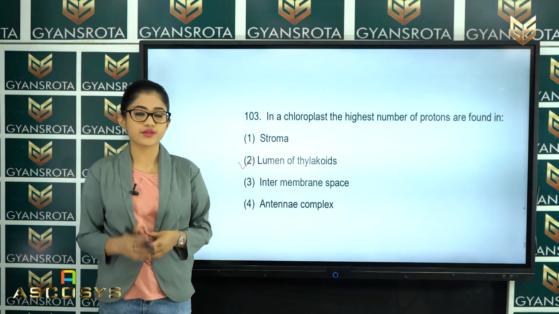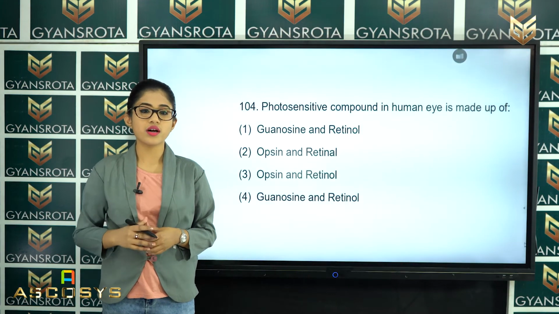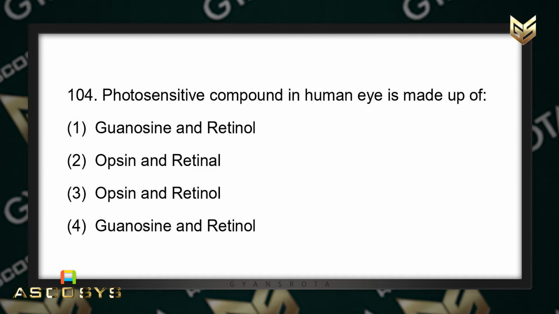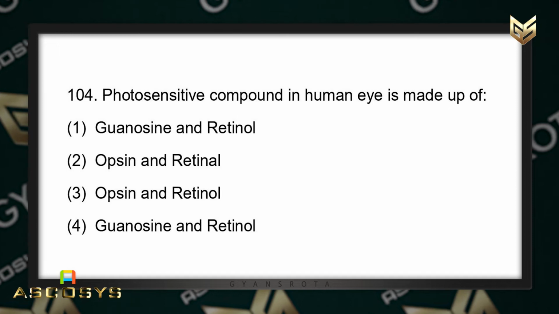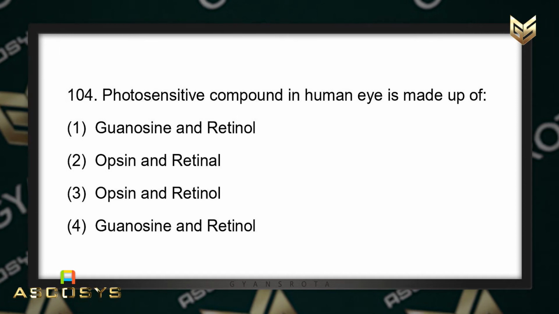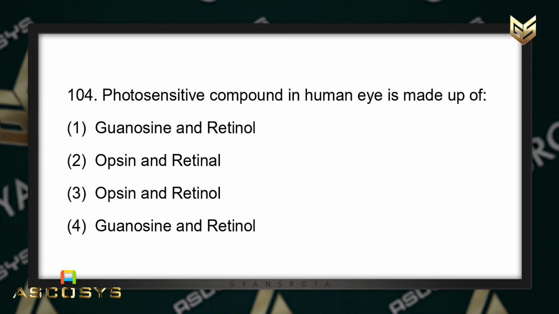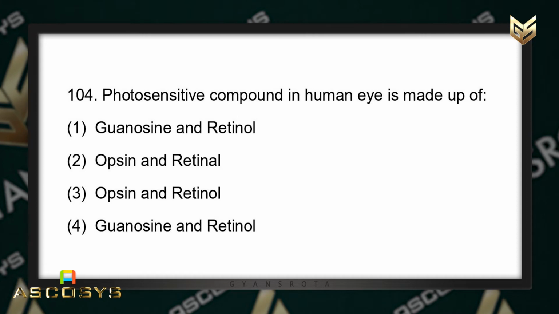Now let's see the next question. And the next question, that is the question number 104. Photosensitive compound in human eye is made up of, there are 4 options given, guanosine and retinol, or opsin and retinol, or opsin and retinol, and 4th option is guanosine and retinol.